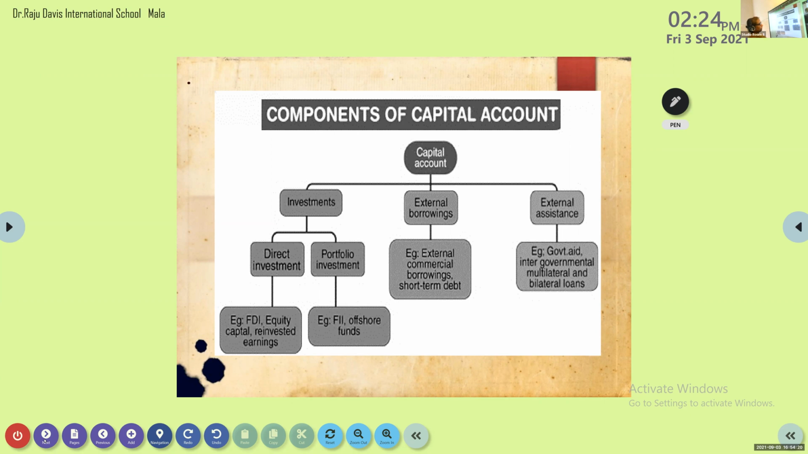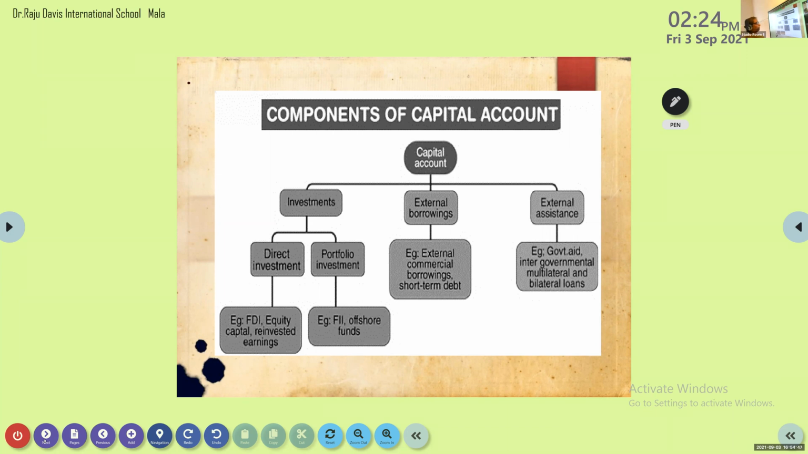Sometimes we are getting special kinds of loans. When we talk about government aid here, other governments may give us loans at a very low rate of interest. That is why it is given as government aid here. Especially they are short-term loans given at a very low rate of interest.